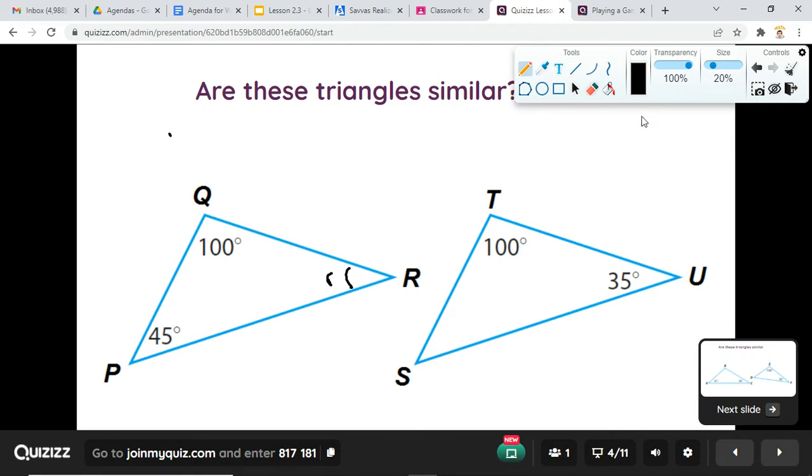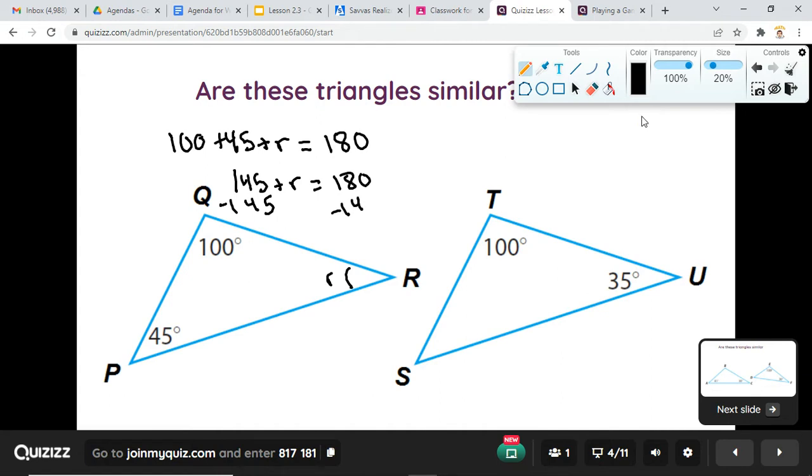So we know that 100 plus 45 plus R is going to be equal to 180 degrees because all of the interior angles in a triangle add up to 180 degrees, which means 145 plus R is equal to 180 degrees. And when we subtract 145 from both sides, we get R is equal to 35 degrees.